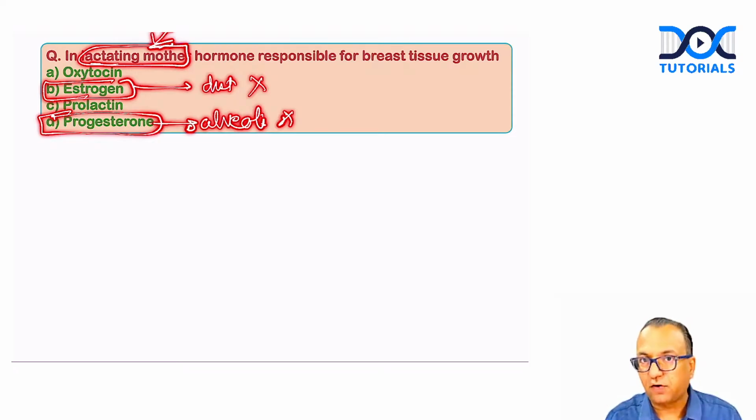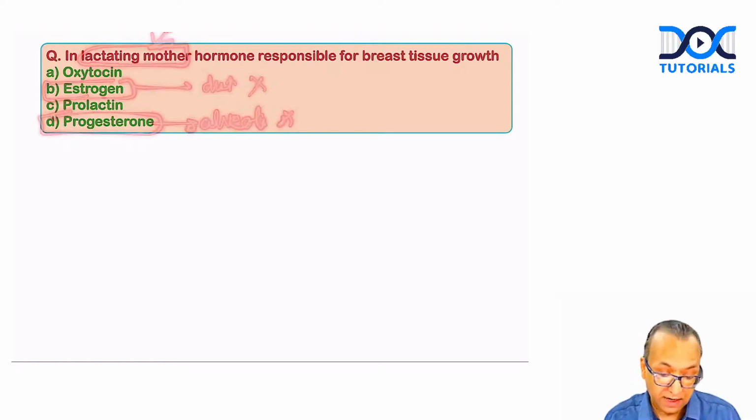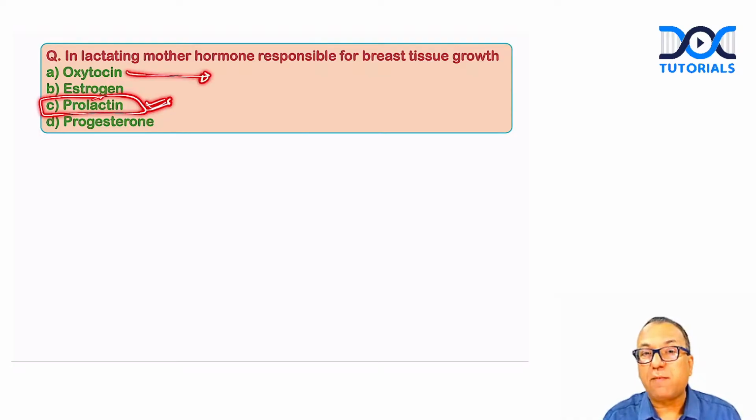Then who is taking care of the breast development? Actually, that time it will be prolactin. Prolactin should be the answer. Now, what about oxytocin? Oxytocin controls the myoepithelial cells of the milk gland, and it is for milk ejection, basically.